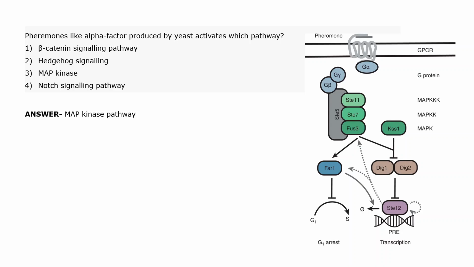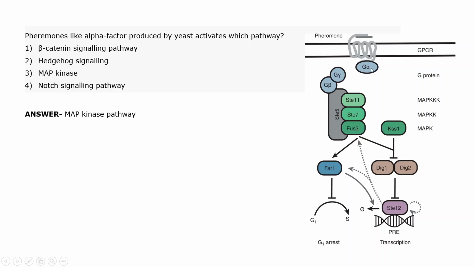So whenever alpha factor pheromone is released from one yeast, it binds to the receptor, that is the GPCR, G protein coupled receptor, which consists of several transmembrane helixes as seen here. To this particular receptor, the pheromones actually bind from the other yeast strain. So it is getting detected there. Whenever it detects that it is a particular pheromone that is released by an identical strain of yeast, that is an alpha strain of yeast, this pathway gets activated.